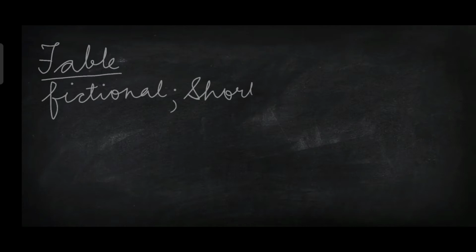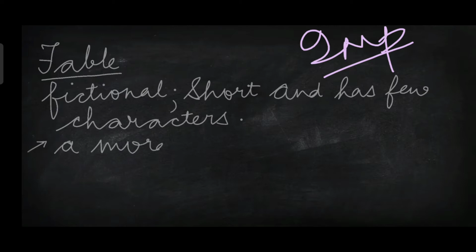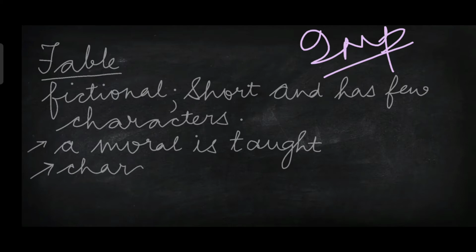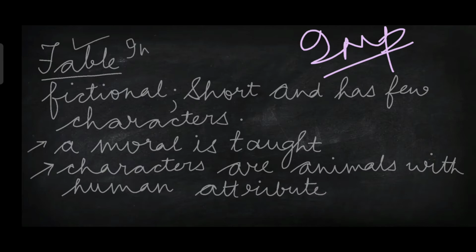Let us just go back to our childhood where we read the Panchatantra. Well, the Panchatantra is a fable and so is the poem The Spider and the Fly. What is a fable? A fable is a work of fiction. It is short and has few characters. A moral is taught and the characters are animals. They are not human beings, they are animals with human attributes, that is, human qualities.